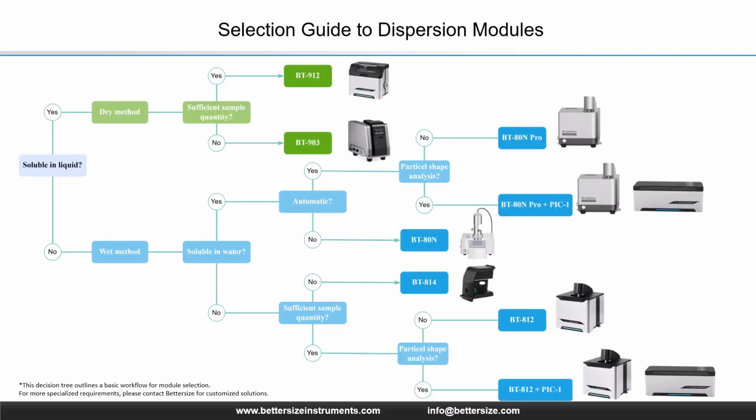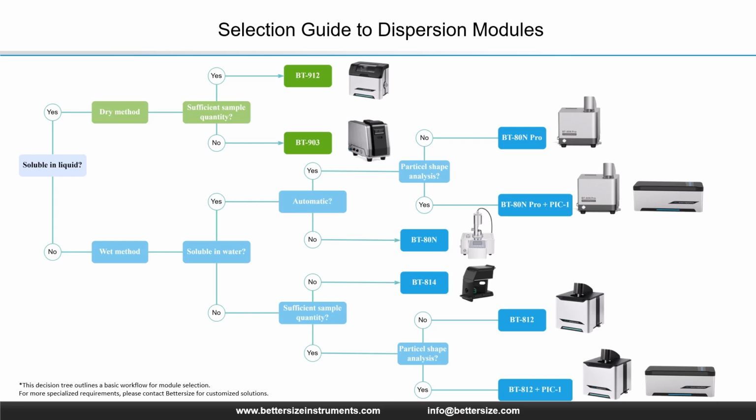We have covered the technology. Now, let's determine your specific configuration. This decision tree maps your sample's physical constraints to the correct engineering solution. Start at the left with the first principle, solubility. If your material dissolves in the carrier liquid, you must follow the upper path to the dry methods, selecting the BT912 for bulk powders or the BT903 for scarce samples.